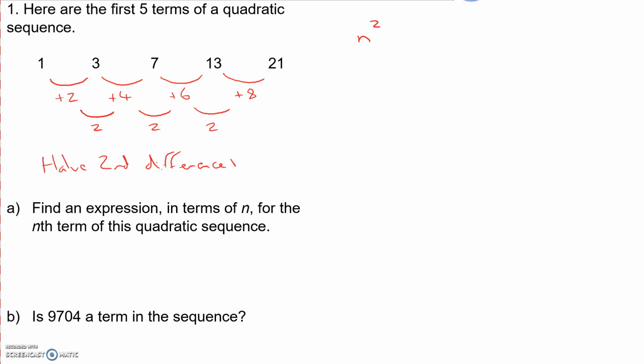So what do we do next? Well, we think, right, when n is 1, 2, 3, 4, what terms do we get in the sequence? Well, the sequence gives us 1, 3, 7, and 13. So these are the terms in the sequence. When n is 1, that's the first term, gives us 1. When n is 2, that's the second term, gives us 3. When n is 3, that's the third term, gives us 7. When n is 4, the fourth term's 13.